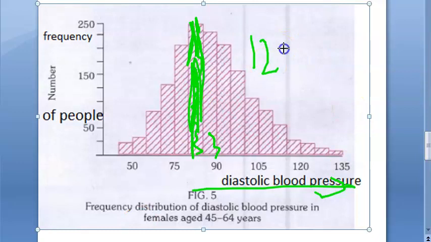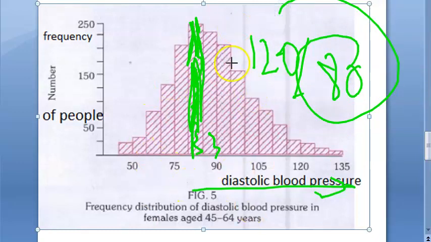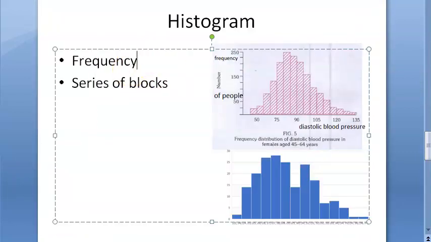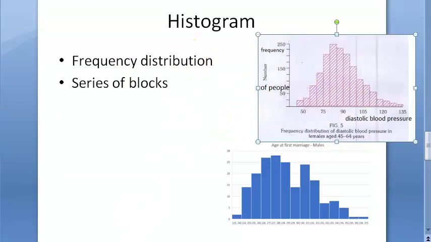Perfect. That's why they say 120 by 80, because most people's diastolic blood pressure is around 80. Very good. All other people have a little less or a little more. That's it. So this is frequency. How many people have 80? 250 people have 80, amongst however many other people they took. Frequency. So what is a histogram? It is a frequency distribution.